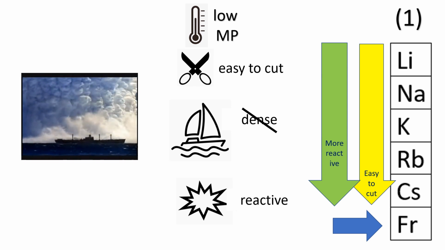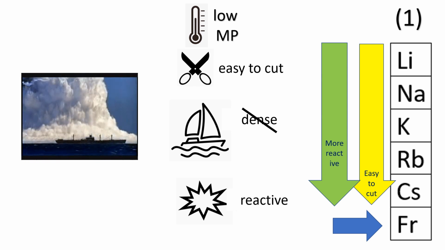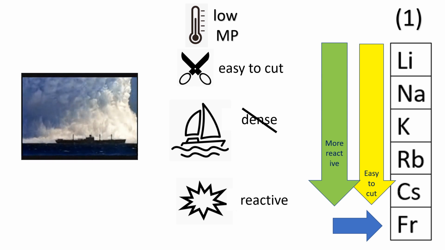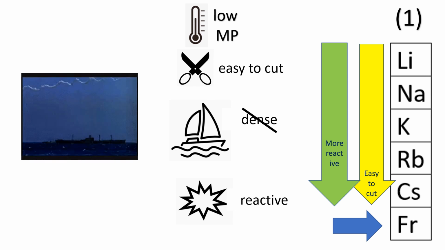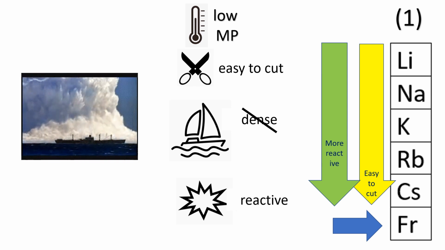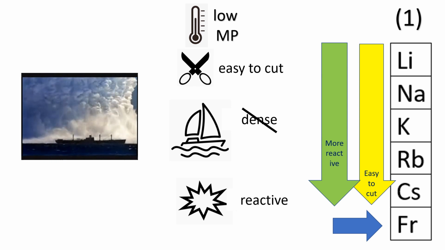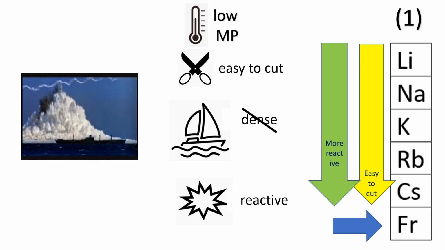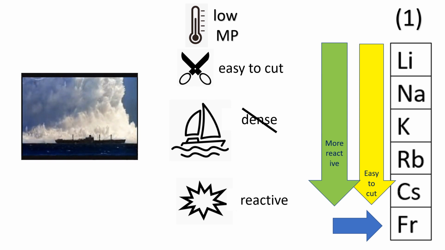So this is the easy bit, guys. This is the properties, and you need to be aware that the group 1 metals then have these four properties. They're all going to have these properties, and then two of the trends: getting easier to cut as you come down and getting more reactive as you come down.